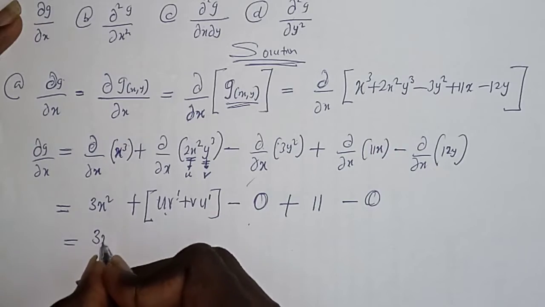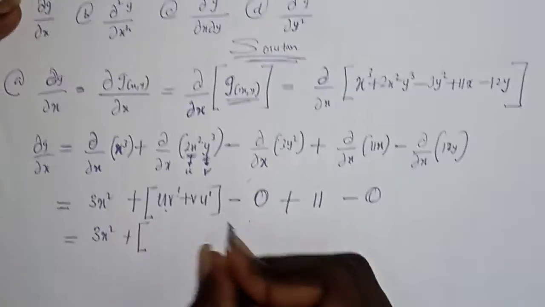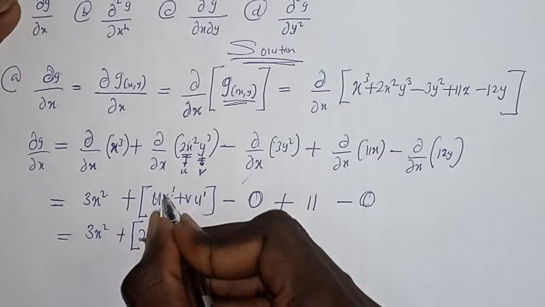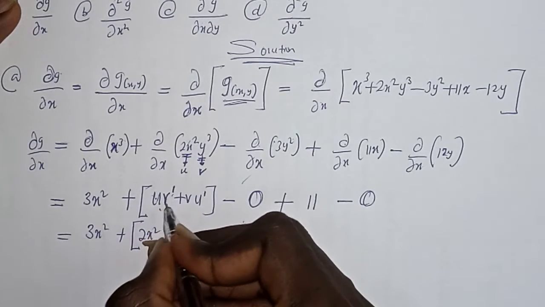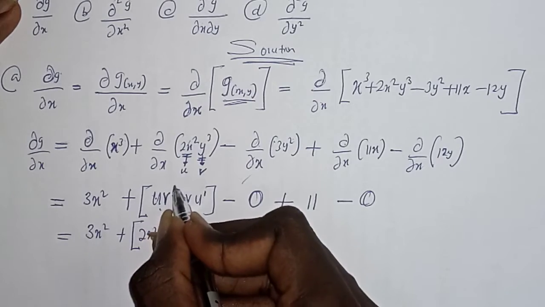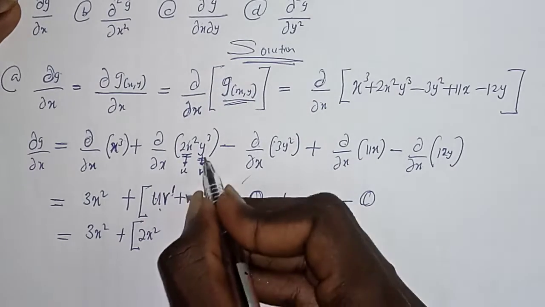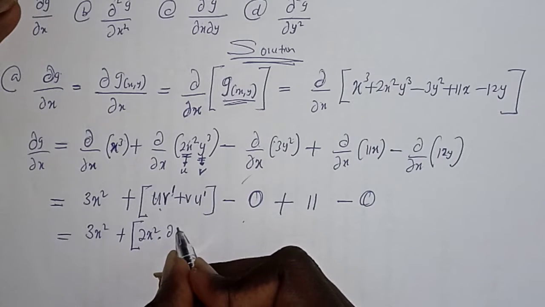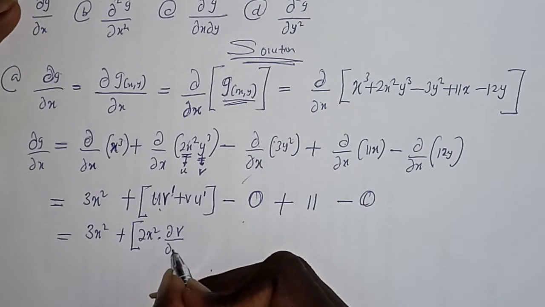So hence we have 3x squared plus, now let's substitute. What is u? u is 2x squared, right? And what does v prime mean? v prime means differentiate v partially with respect to x. So differentiate, do you see that? v partially with respect to what?